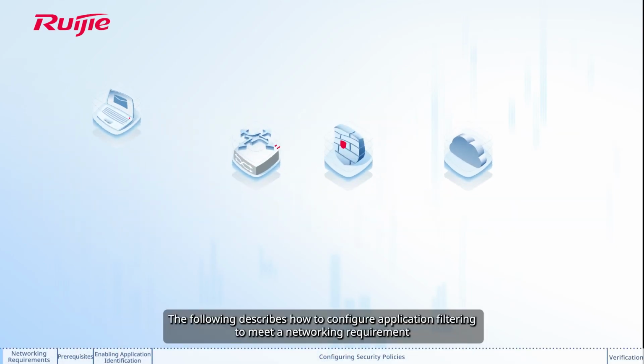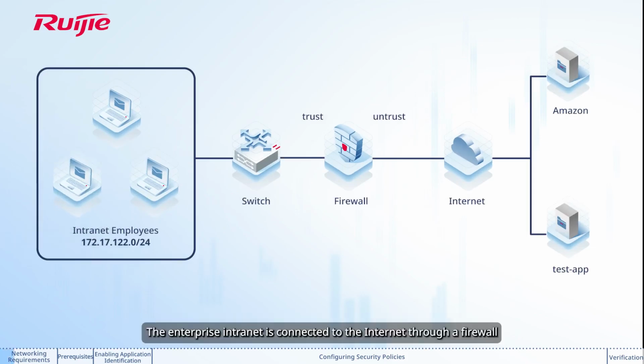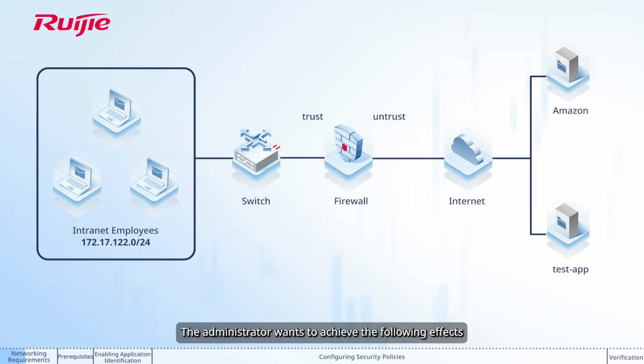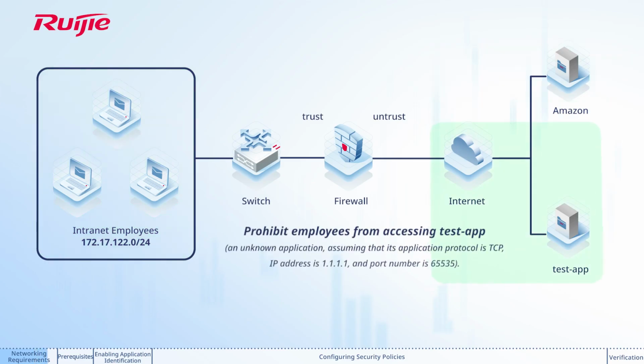The following describes how to configure application filtering to meet a networking requirement. The enterprise network is connected to the Internet through a firewall. The administrator wants to achieve the following effects. Allow employees to access the Internet. Prohibit employees from accessing Amazon. Prohibit employees from accessing Test App.